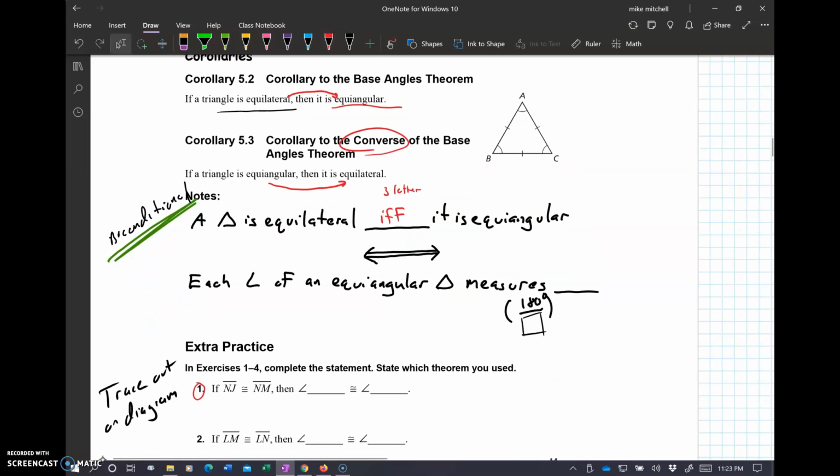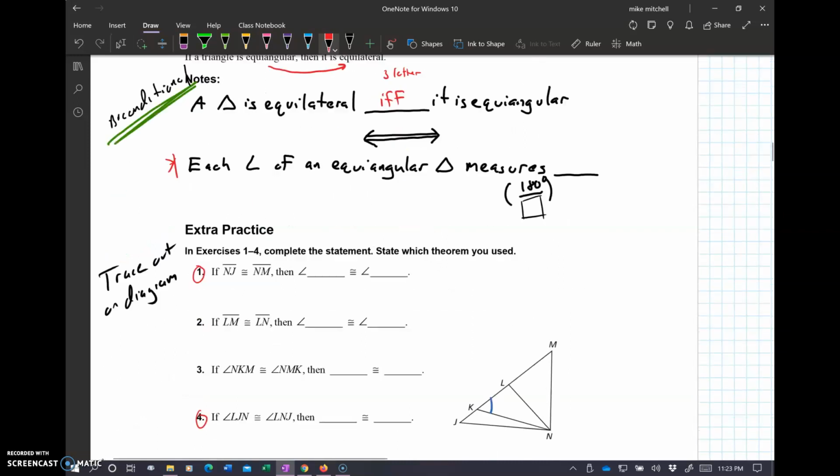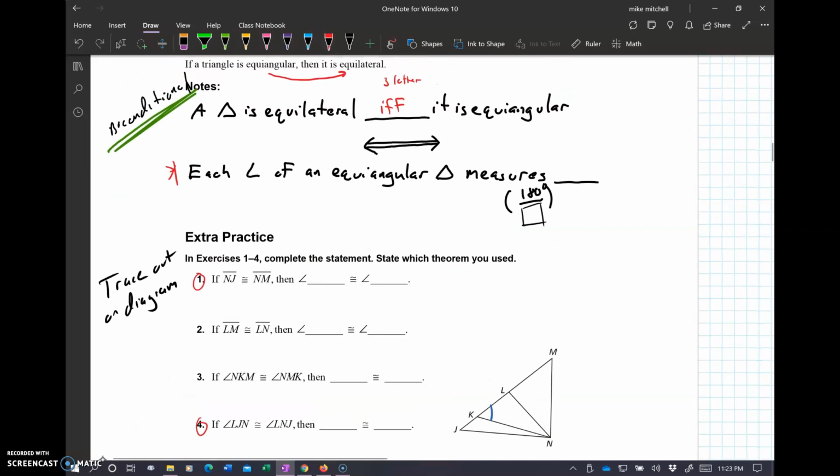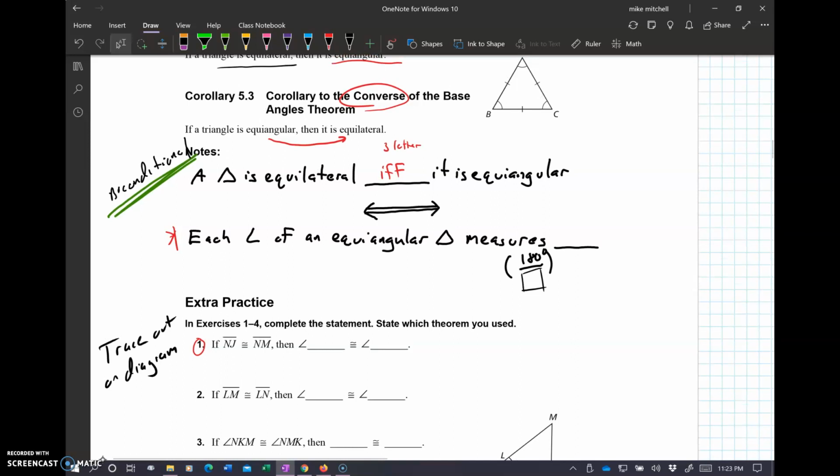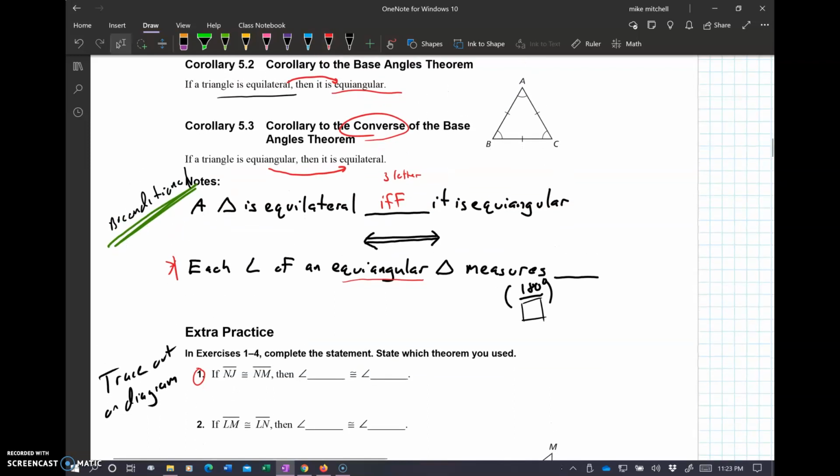Okay. Also, we need to know this. You need to know this in one of the questions a little bit later, but this is something you need to know in a lot of questions. If each angle of an equiangular triangle measures what? We know the angles add up to 180 in a triangle. I've got 3 of them, I divide, 60 degrees.